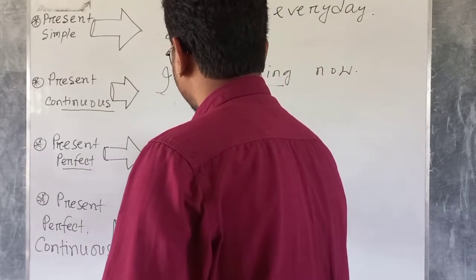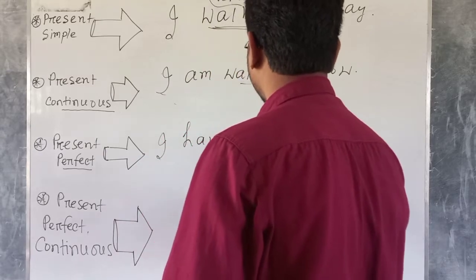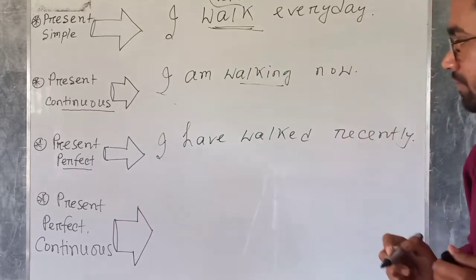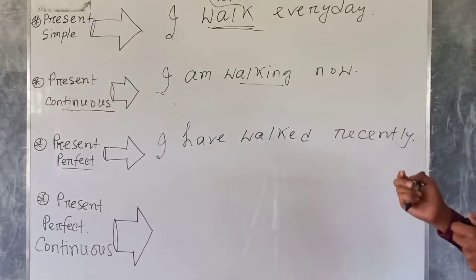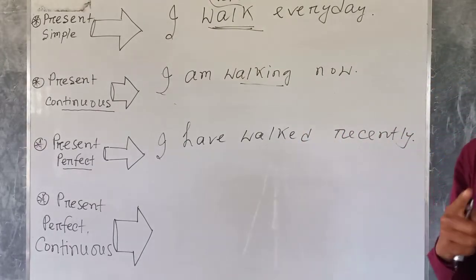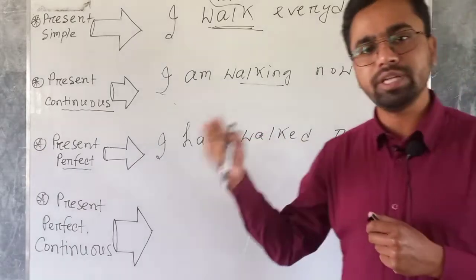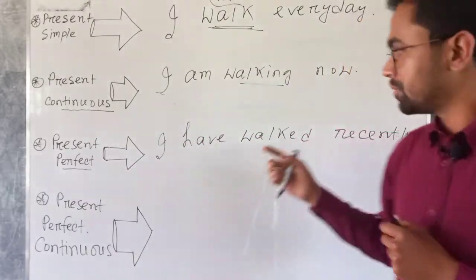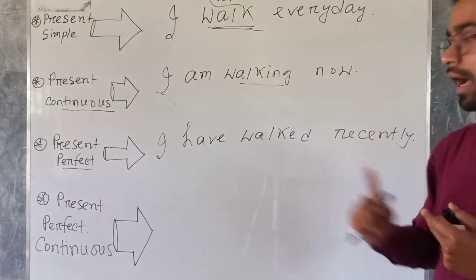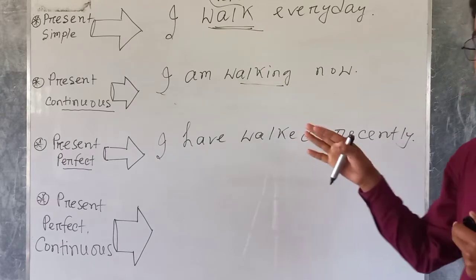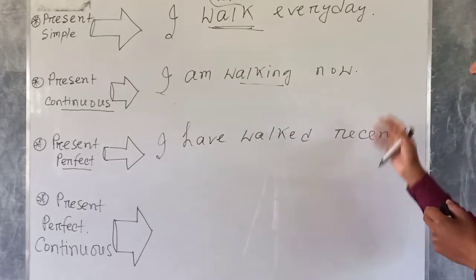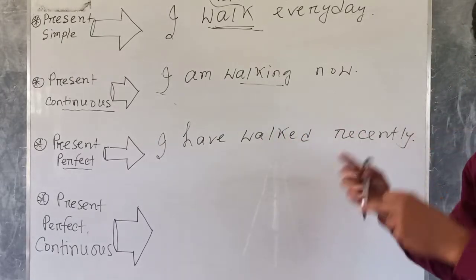I have worked recently. By reading the sentence, it is clear to you that the work has already finished. The work has already finished, but not a long time ago. I didn't say the work finished 1 month ago, but in this sentence, I have worked recently. The work has stopped not so long ago.